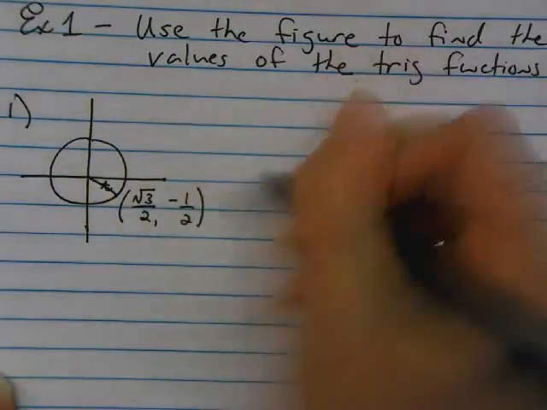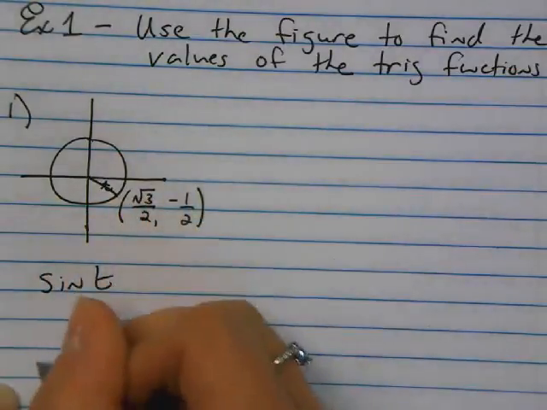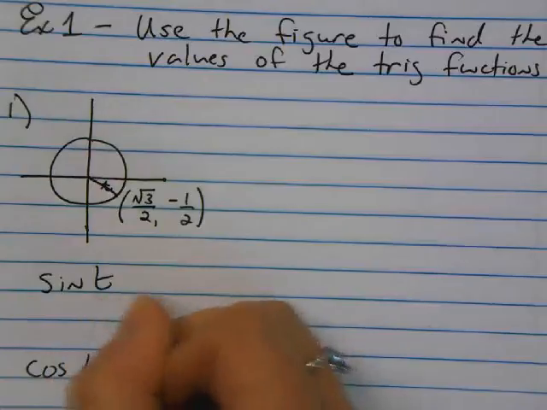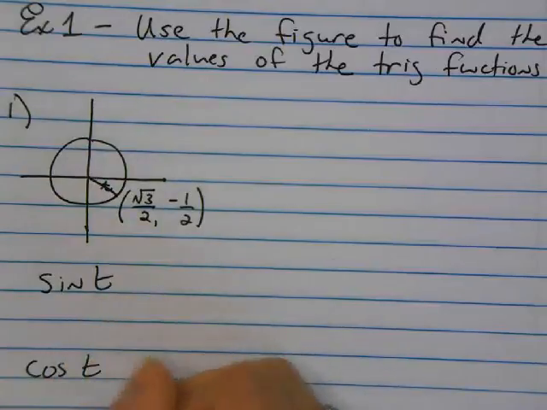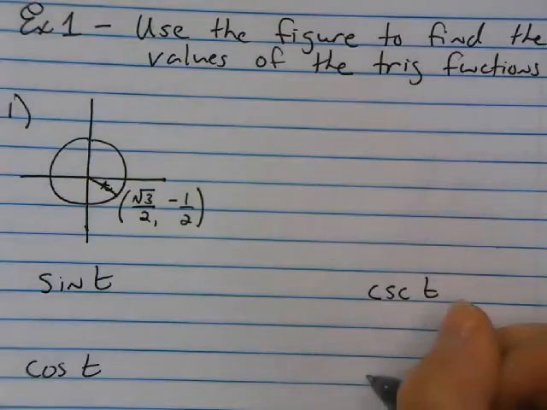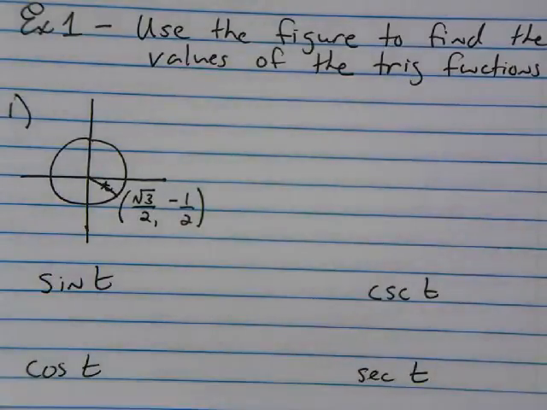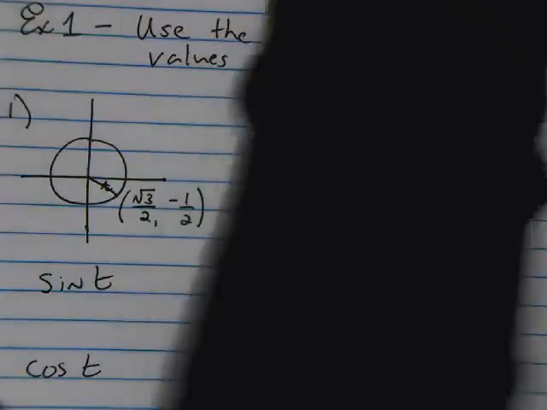So I want the sine of t, cosine of t, tangent of t, cosecant of t, secant of t, cotangent of t. And you can't see half of what I wrote, so let me unzoom. Alright?